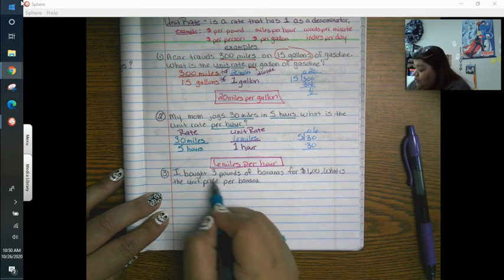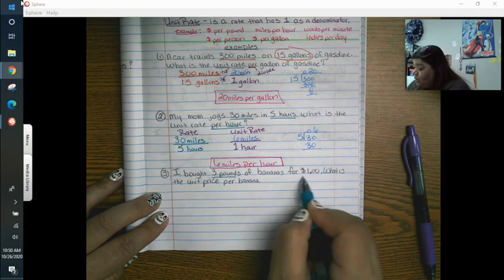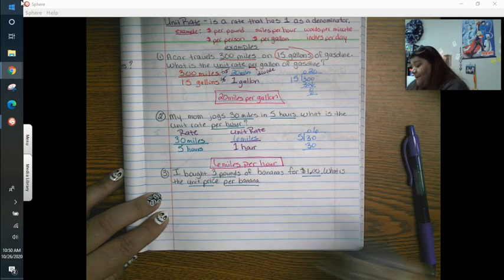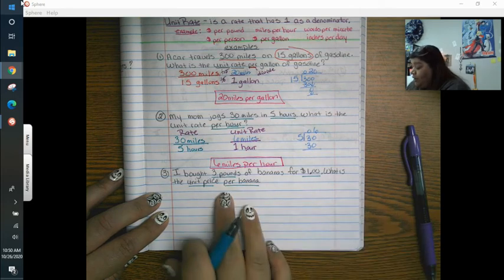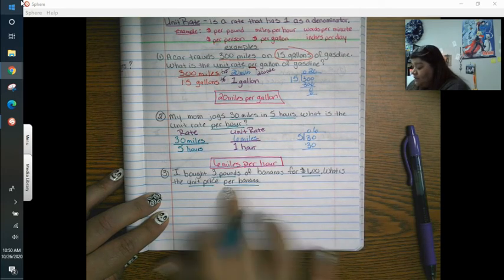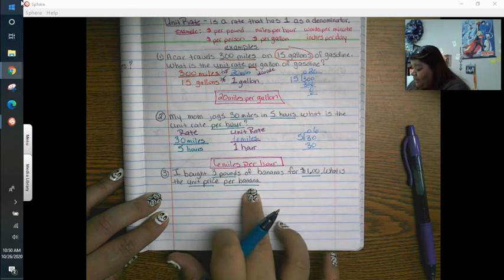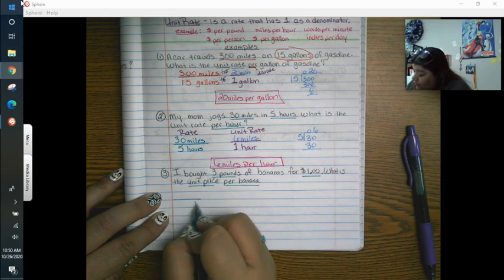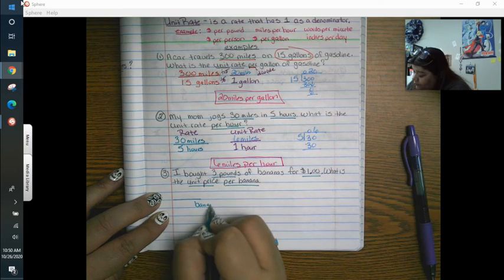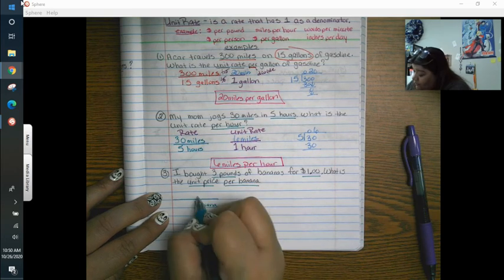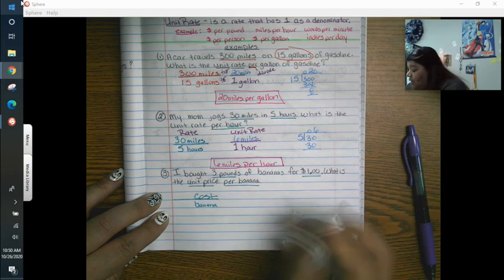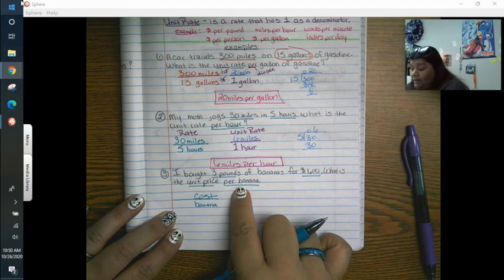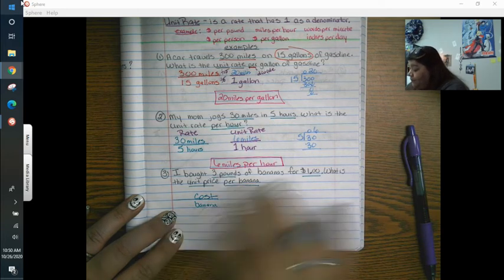I bought 3 pounds of bananas for $1. What is the unit price per banana? Okay, so they want per banana. So this right here tells me what I'm dividing by, okay? So it's going to be per, and they want the banana, okay, which means they want the cost on top. So this always tells you what you're dividing by. I'm dividing by the bananas because the money ones can get tricky, okay?